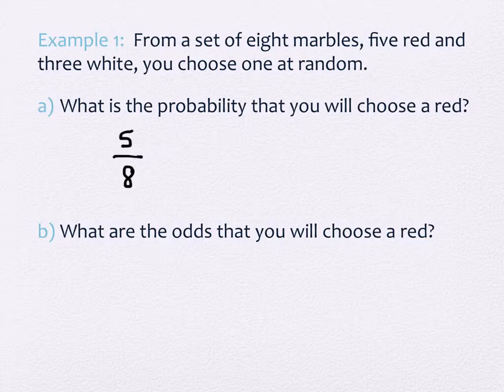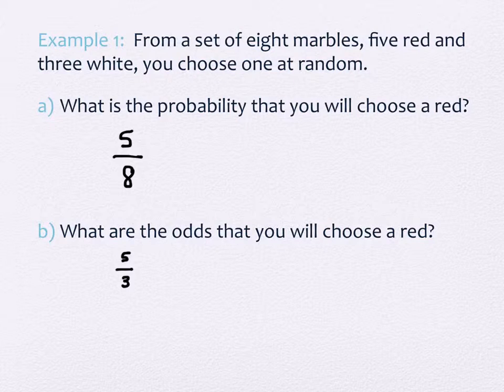The next thing is, what are the odds that you will choose a red? That's 5 to 3, right? The number of reds compared to the number of non-reds, in this case the white. Okay? So we don't need to be concerned about this, but do be aware, odds don't have to be a number between 0 and 1, right? They don't, but probabilities still do. Could we also talk about the odds against choosing a red? We could. What would the odds against choosing a red here be?